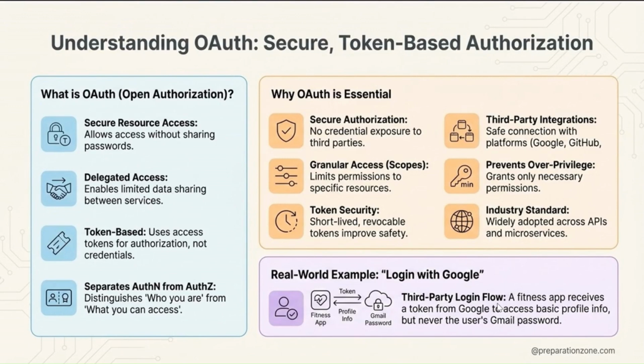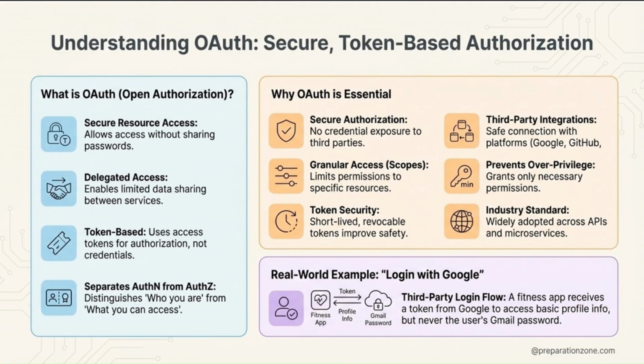In this slide, we will talk about OAuth, something we use all the time, even if we don't realize it. OAuth, or Open Authorization, is basically a secure way for one service to access a user's data from another service without even touching their password. Instead of sharing credentials, OAuth uses access tokens, which act like temporary permission slips. And the key idea is that OAuth cleanly separates authentication, that means who you are, from authorization, meaning what you are allowed to access. This makes everything safer and much easier to manage.